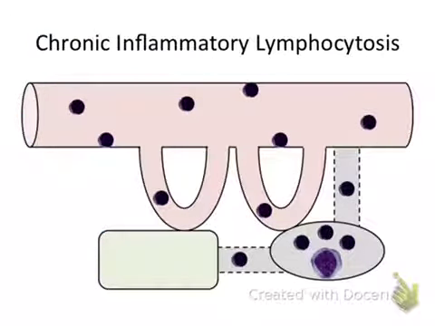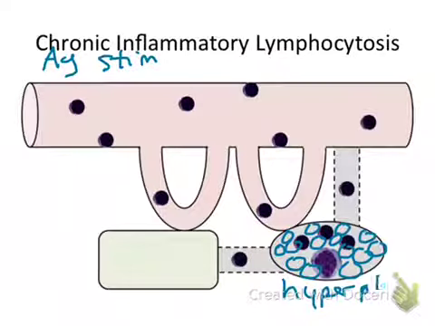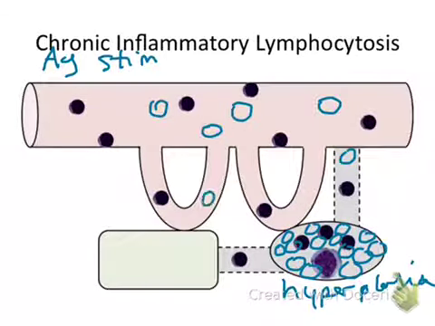Chronic inflammatory lymphocytosis is the lymphocytosis that occurs during antigenic stimulation. So there's some sort of inflammatory stimulus that has persisted over a long period of time, perhaps weeks or months, and this has caused the lymphocytes in the secondary lymphoid tissues to undergo proliferation, so undergo hyperplasia. And these lymphocytes don't just stay in the secondary lymphoid tissue, they make it out into circulation as well.